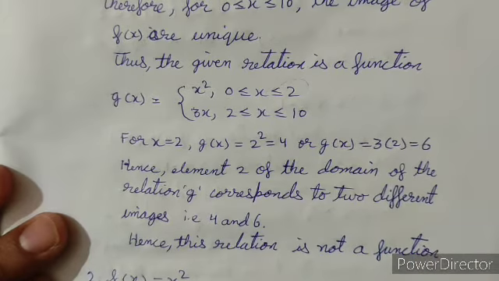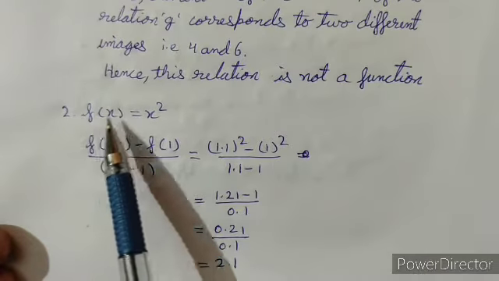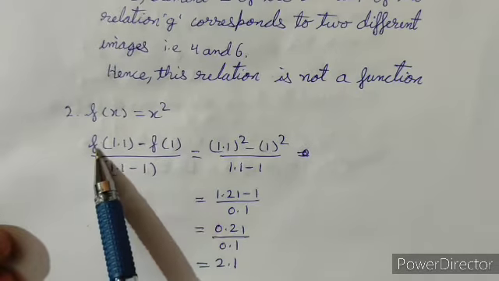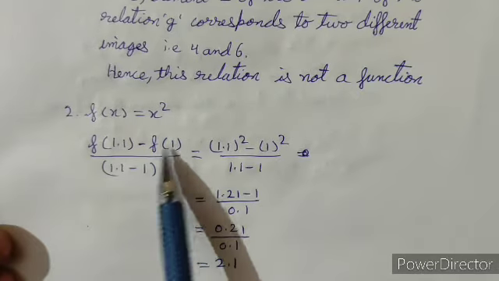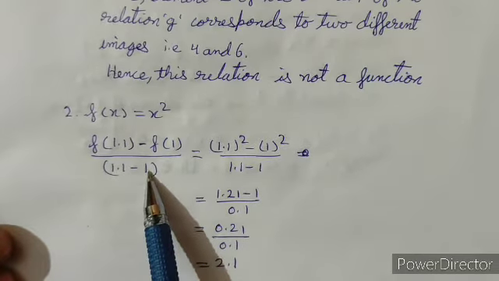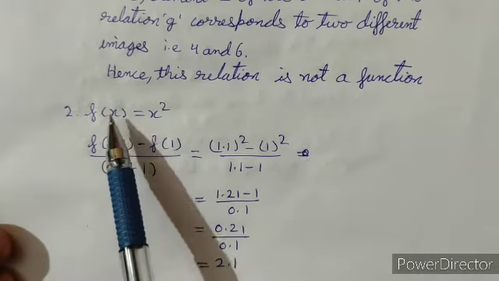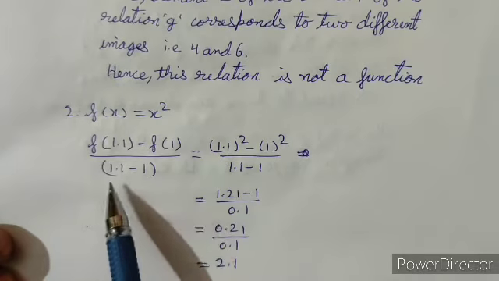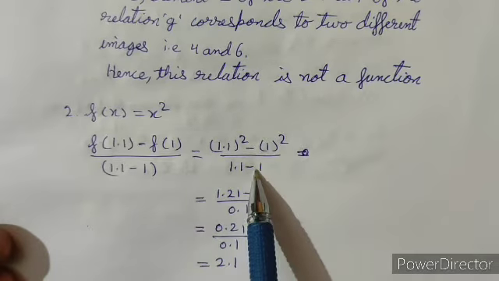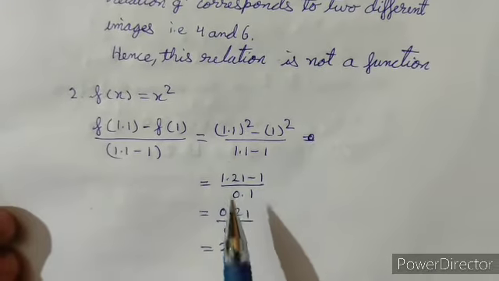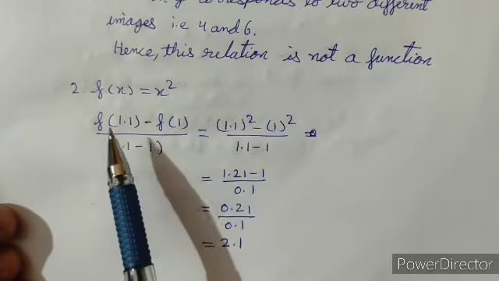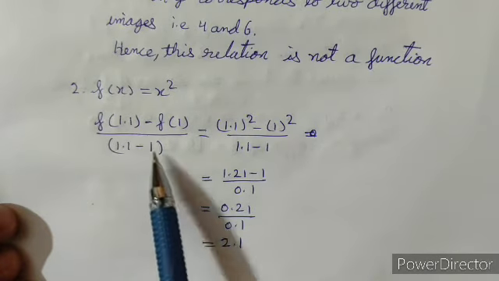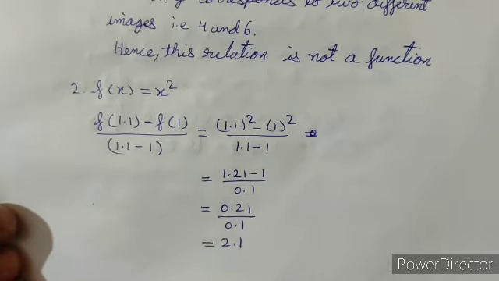Now in the second question, a function f(x) equal to x² is given to us. We have to find the value of (f(1.1) minus f(1)) upon (1.1 minus 1). Now f(1.1) will be equal to 1.1 squared, and f(1) will be 1 squared, upon 1.1 minus 1. Now, on solving this, we will get the value of (f(1.1) minus f(1)) upon (1.1 minus 1) as 2.1.